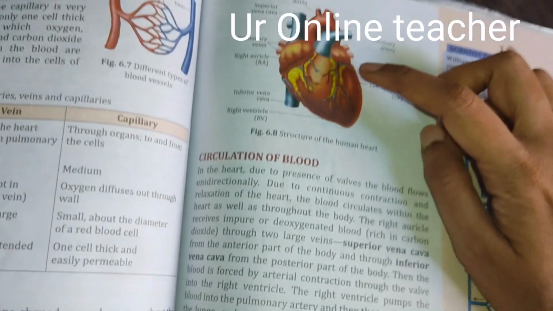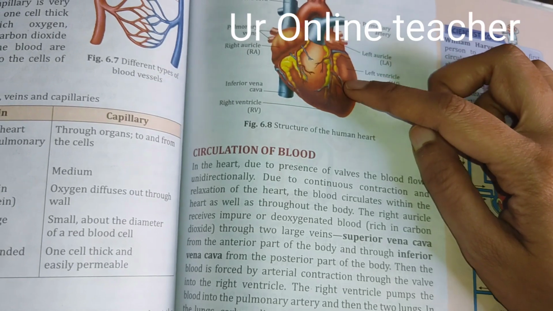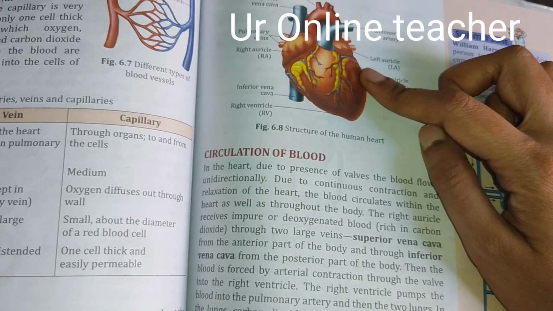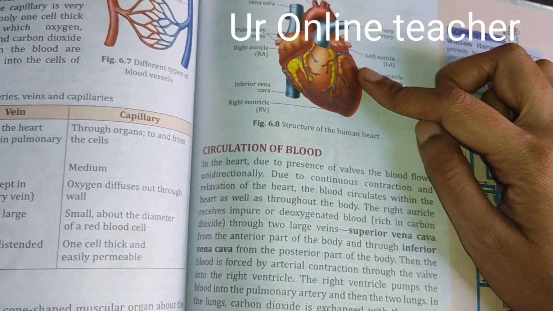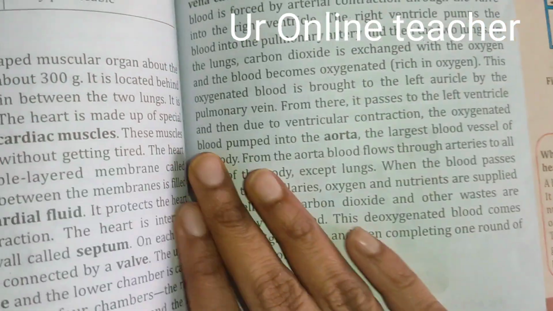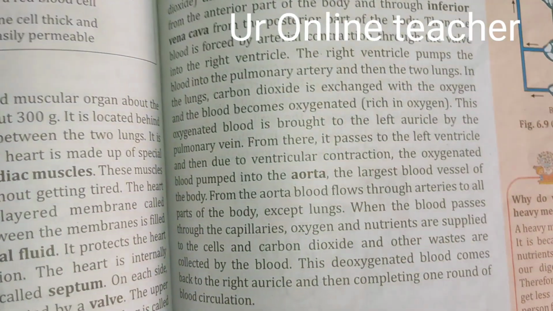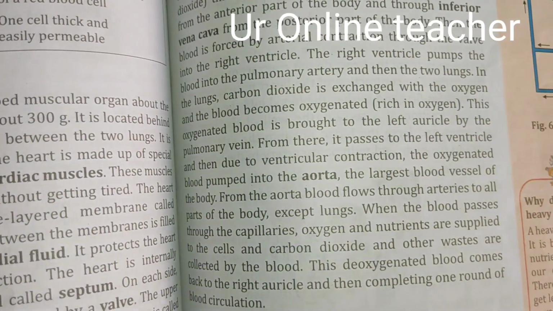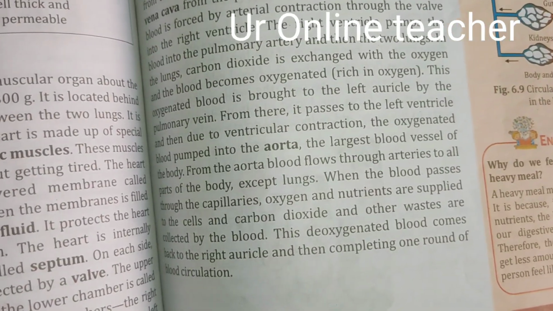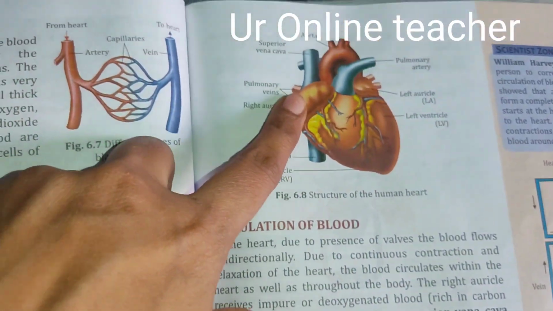Again it passes to the left ventricle. In the left ventricle, due to ventricular contraction, this oxygenated blood is pumped into the aorta, the largest blood vessel of the body. From the aorta, blood flows through arteries to all the parts of the body except the lungs. When the blood passes through the capillaries, oxygen and nutrients are supplied to the cells, and carbon dioxide and wastes are collected by the blood. Again this deoxygenated blood comes back to the right auricle.